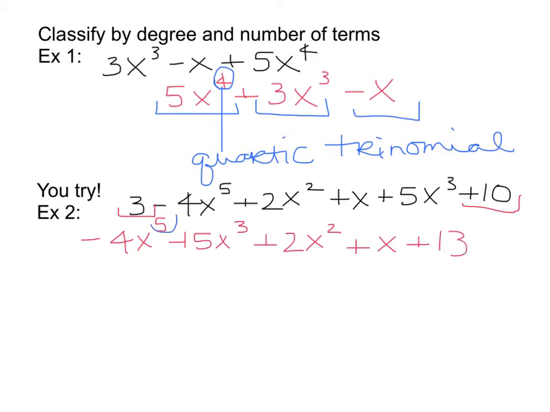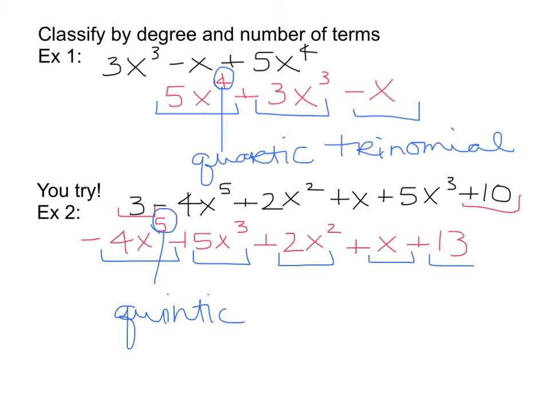Okay, so the highest exponent is a 5, so this is considered quintic. And then negative 4x to the 5th, 5x to the 3rd, 2x to the 2nd, x, and 13. There's 1, 2, 3, 4, 5 terms. So we consider this a quintic polynomial, with 5 terms.